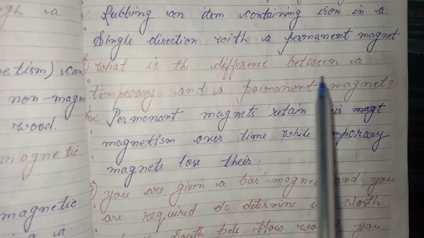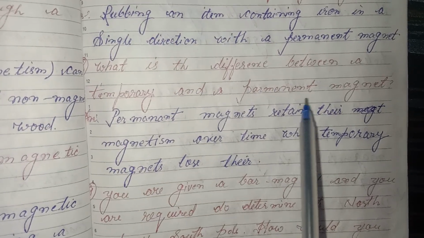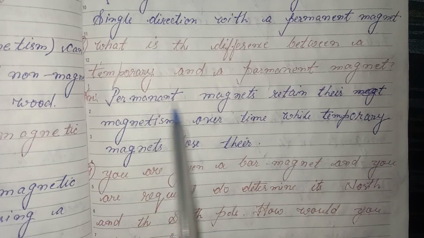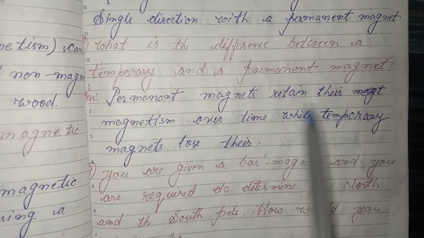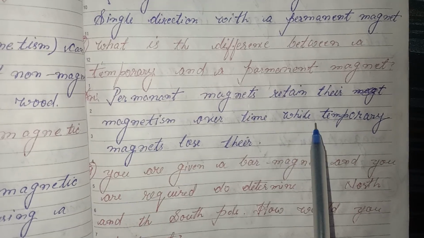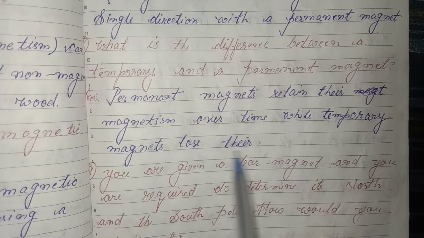8. What is the difference between a temporary and a permanent magnet? Answer: permanent magnets retain their magnetism over time while temporary magnets lose theirs.